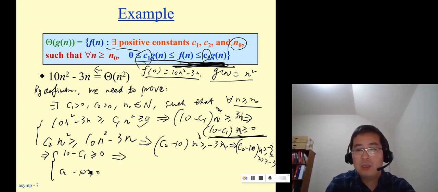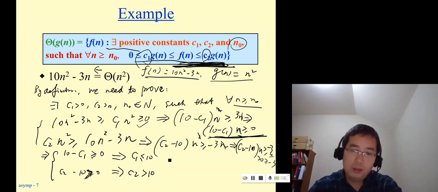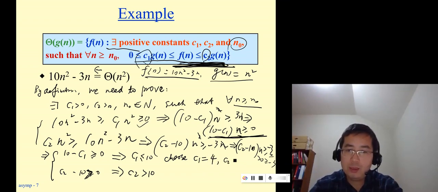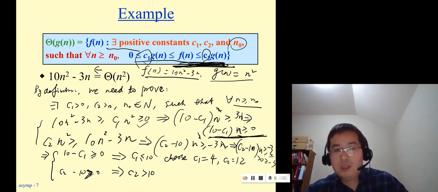This is exactly larger, right? So it's C1 less than 10 and C2 is larger than 10. So now you can choose, okay? You can choose C1 as long as it's less than 10, then it's okay. So choose C1 equal to, maybe we can choose 4. And C2 is larger than 10, then you can choose 12. Right? So that will make this star work.